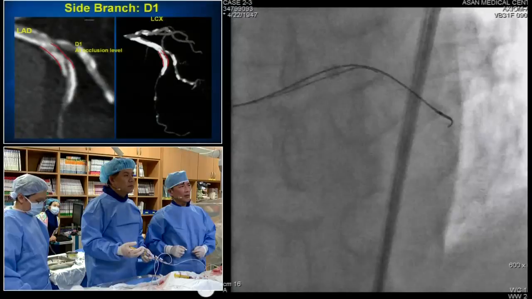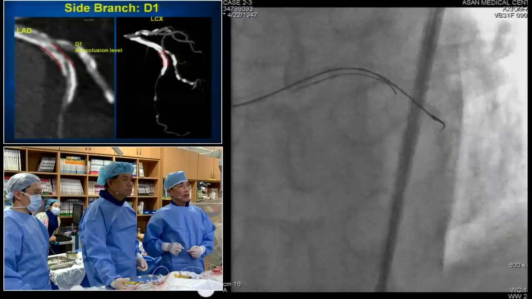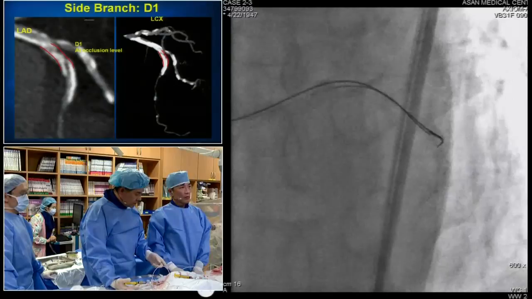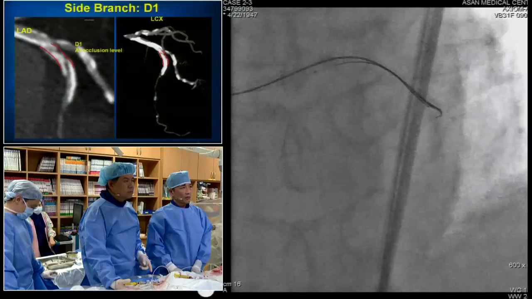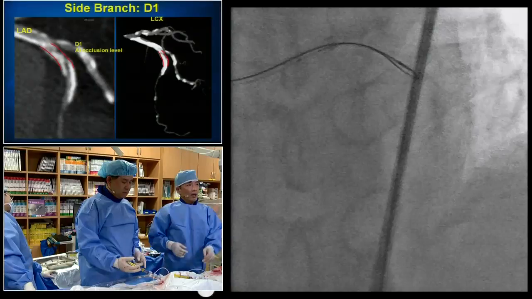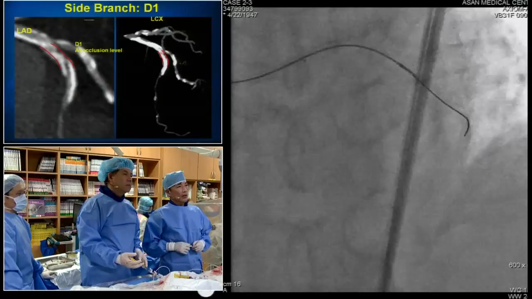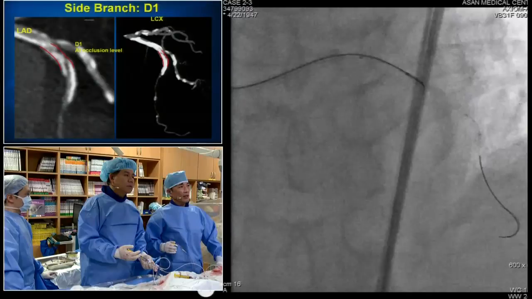Munawar-sensei. Yes. Igarashi, Yasumi speaking now. Sometimes from LAD to diagonal branch direction, balloon dilatation induces dissection of calcium. And after such a balloon dilatation, entry point is modified and often, sometimes, enters the LAD. Okay, that is another option. So-called open sesame technique. Okay. Balloon in the diagonal position?